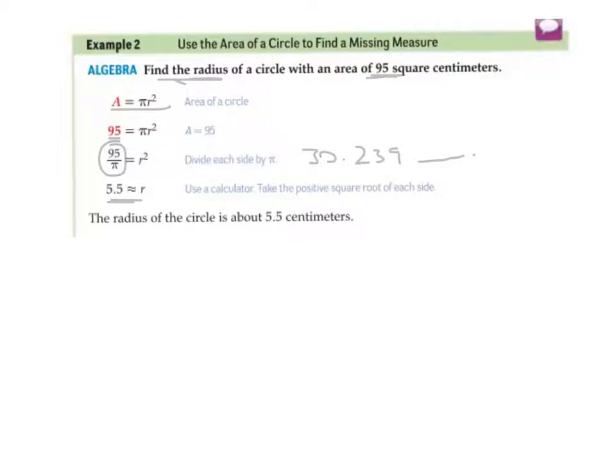Okay, well, how can you do this in one go? Well, if you open up your square root, open up a parentheses and do 95 divided by pi, and then close your parentheses and press equals, it will automatically take you to 5.5. So whichever way is easier for you, that's the way you need to do it.